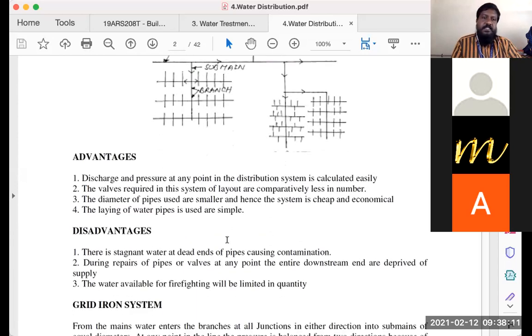So what are the advantages and disadvantages? Discharge and pressure at any point in the distribution are calculated easily. The valves required in this layout are comparatively less in number. The diameter of pipes used is smaller, and hence the system is cheap and economical. The laying of pipes is simple.